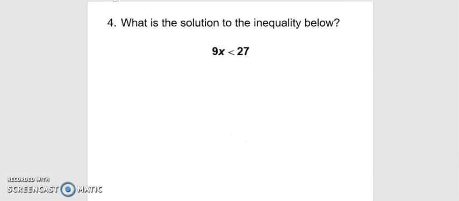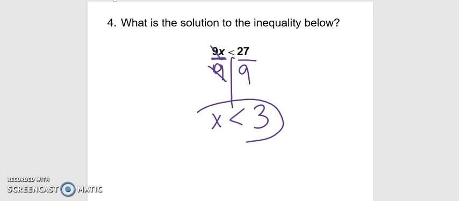Number 4, the solution to the inequality below. Again, step 1 is to find my variable, that's x. The operation happening with 9 and x is multiplication. The inverse is division. So I'm going to divide both sides by 9. 9 divided by 9 is 1, so I'm left with x. 27 divided by 9 is 3. So x is less than 3.